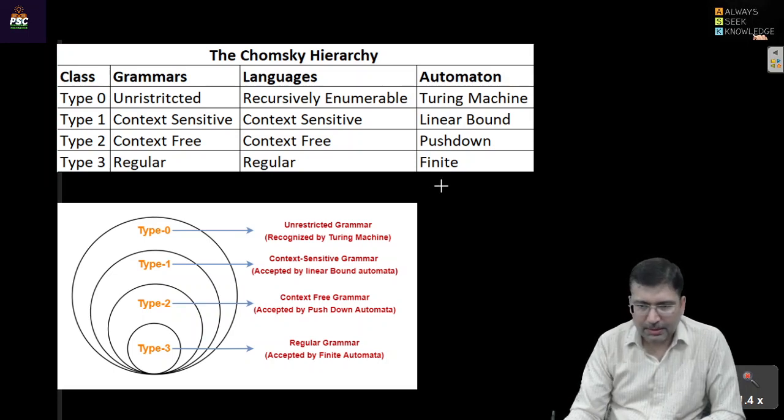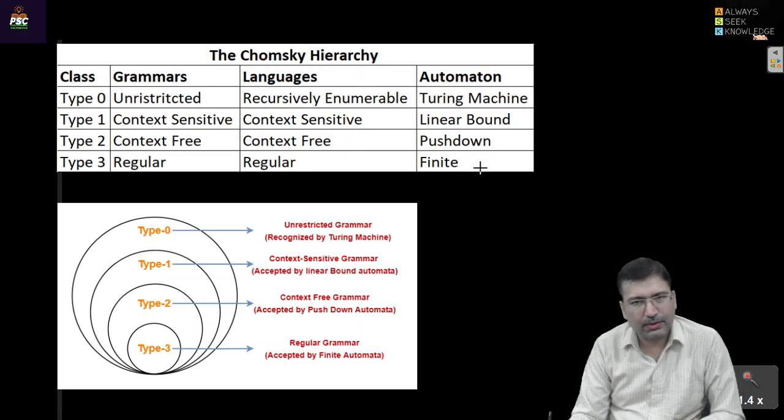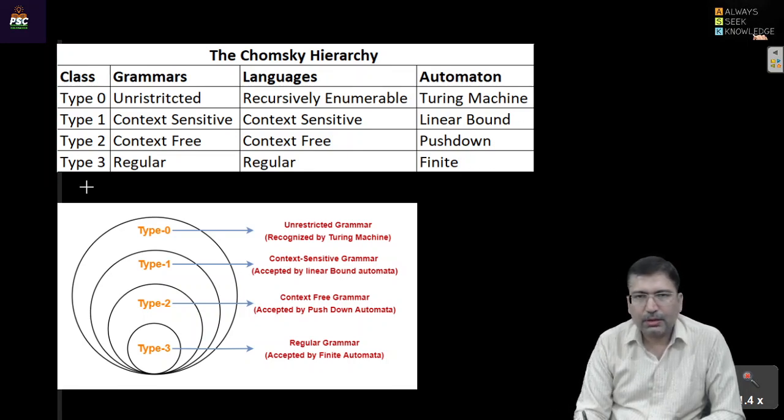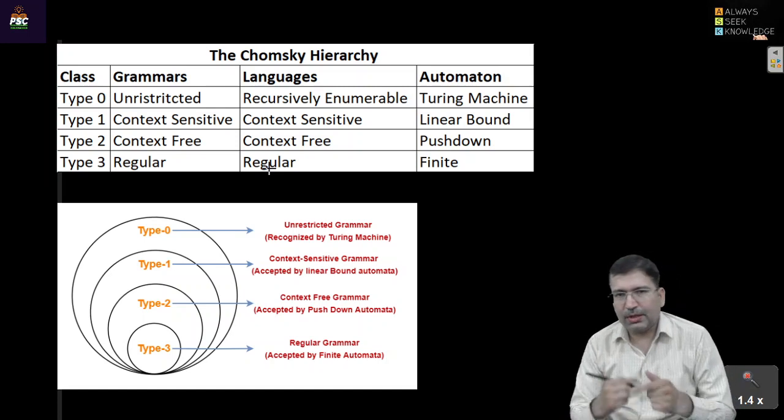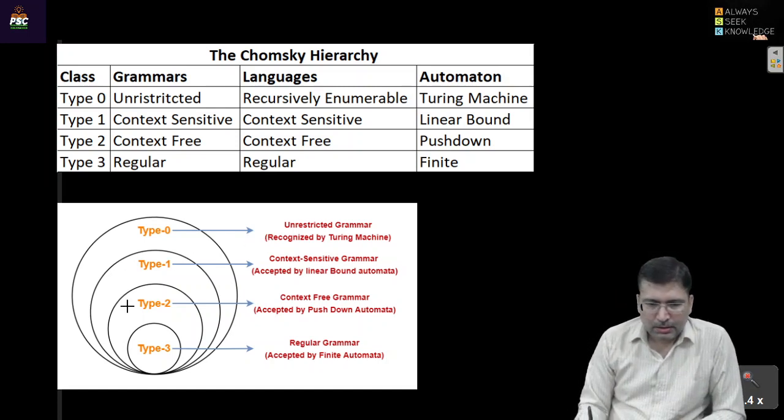So, you should consider these 4 types of automata: Turing machine, linear bounded, pushdown, and finite. And there are 4 types of languages: type 0, considered recursively enumerable; type 1, considered context sensitive; type 2, considered context free; and type 3, considered regular. In terms of generative power, type 3 is the weakest language.